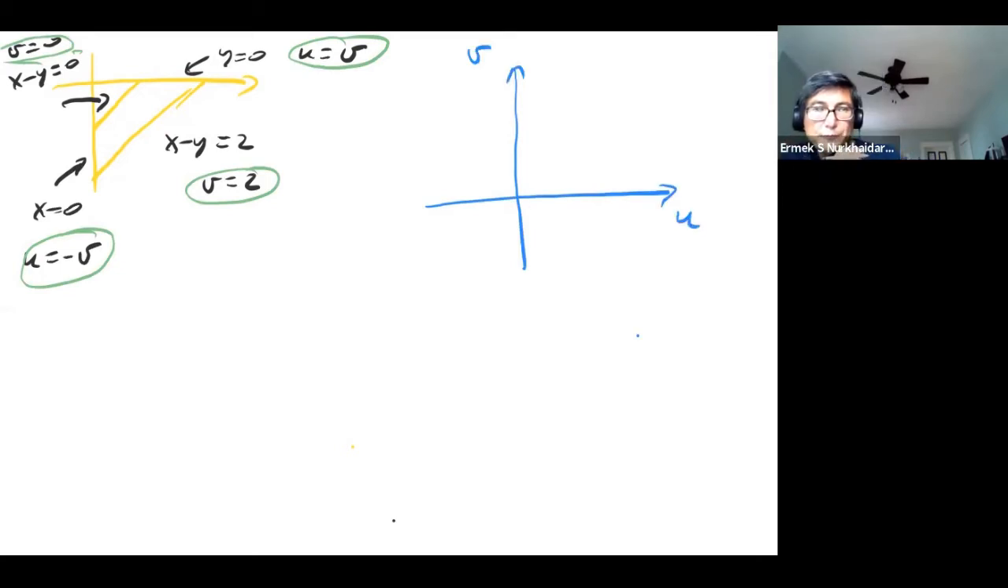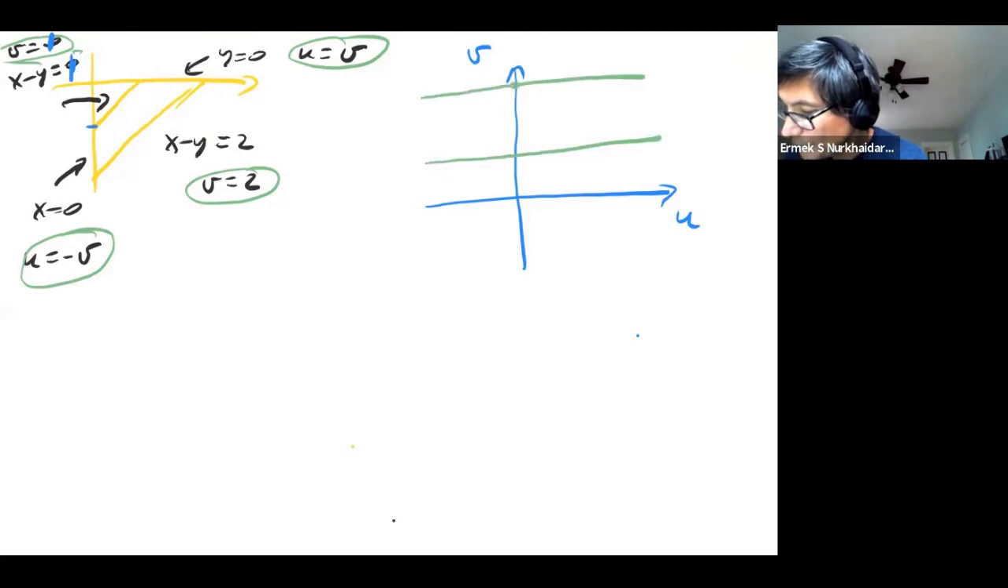To draw new boundaries. So we're going to get v equals 2 and v equals 1. Oops, sorry. That was x minus y, not equals 0, it equals 1, right? Because we'll intercept. So the intercept is 1. So we're going to get v equals 1, v equals 2. Okay, 1 and 2.